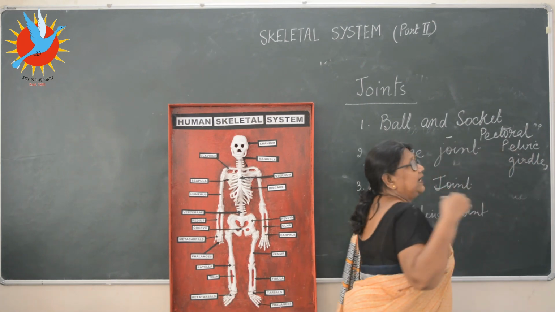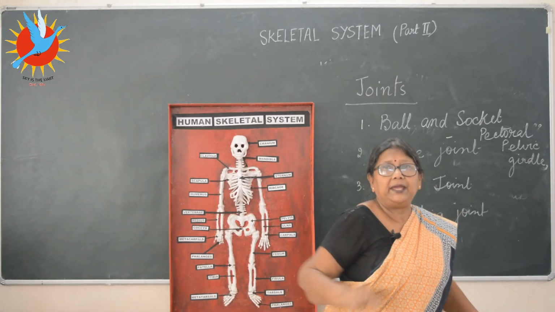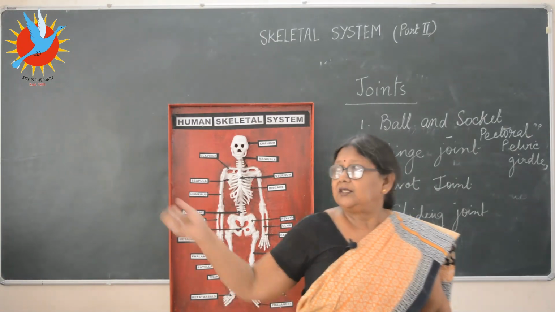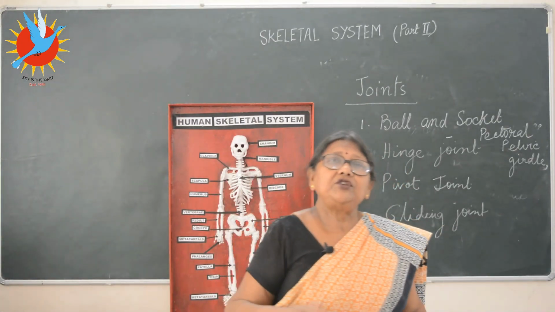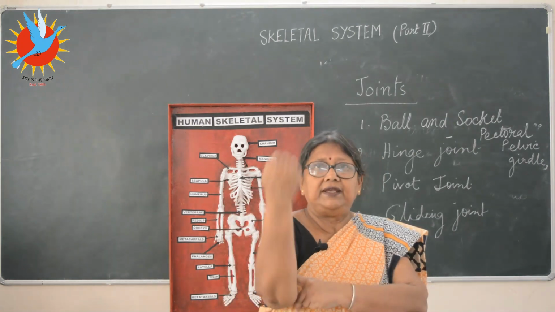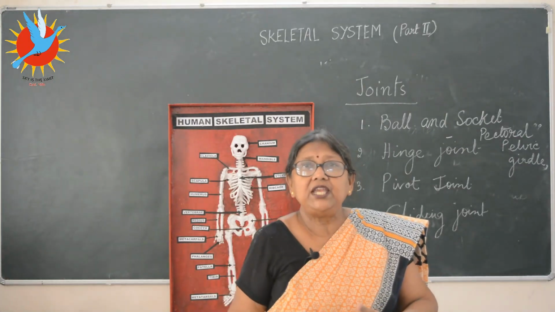Pectoral and pelvic girdle means the two shoulder joints and the two hip joints. Hinge joint, you know the meaning of hinge, like doors. Which direction do they move? Only in one direction, like this hand. I can move the hand only in one direction. I can't take it backwards, or the knee also.